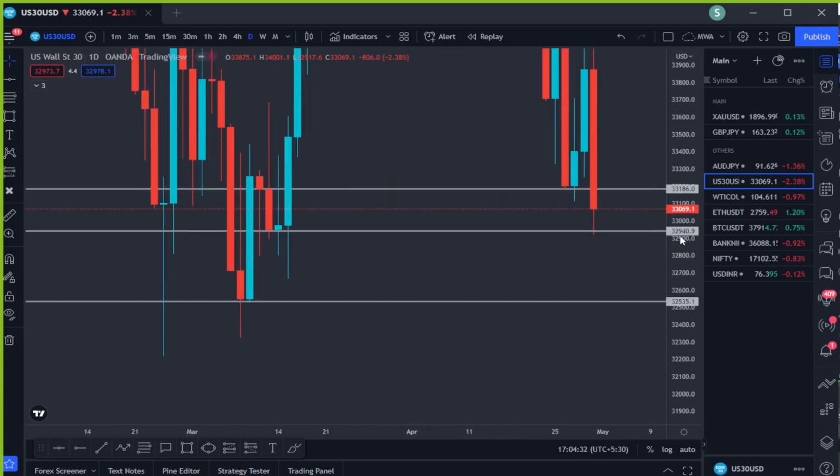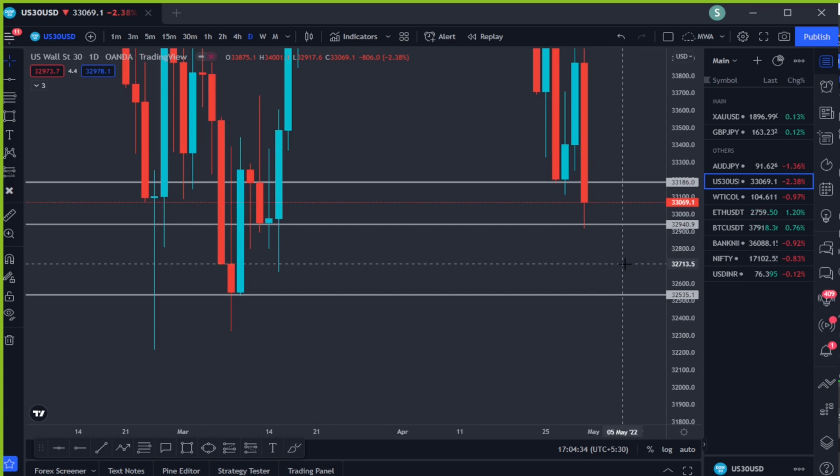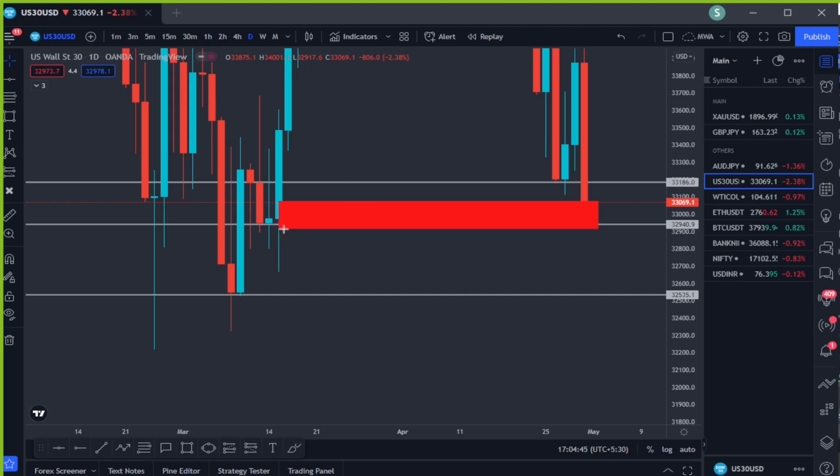So in the coming days, we are expecting the price to drive down, either hitting the first support and then maybe the next support like this. So this is something we are expecting in the days to come on the daily time frame.